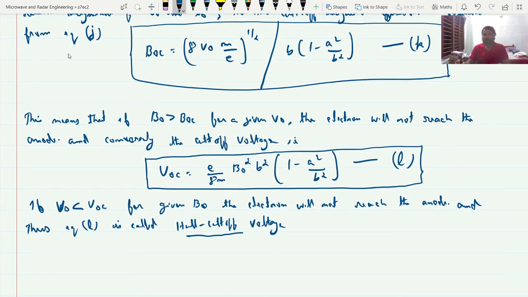So, this is something regarding the electron motion, which factors affect the electron to reach from cathode to anode cavity. So that has to cross the Hull cutoff. If B naught is greater than B naught C, then for a given V naught the electron will not reach the anode, and conversely the cutoff voltage is given by V naught C, which I have written here. Okay.